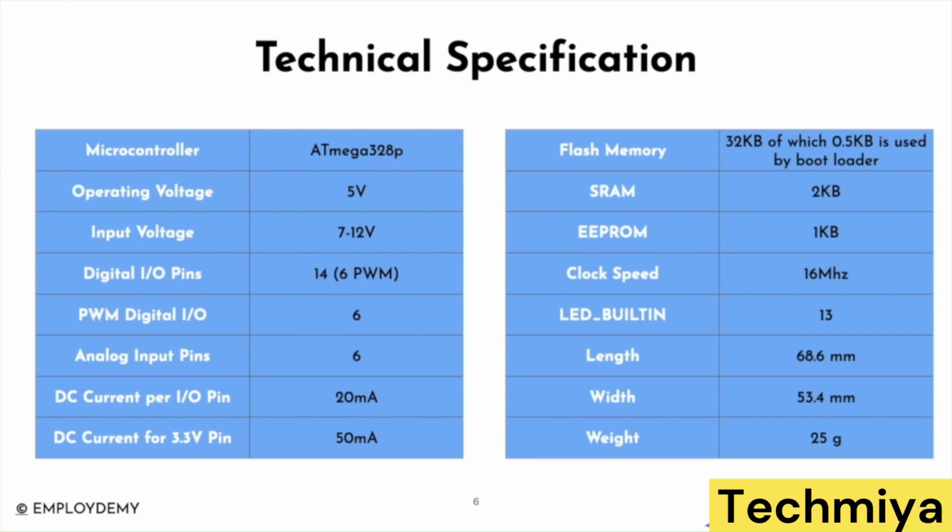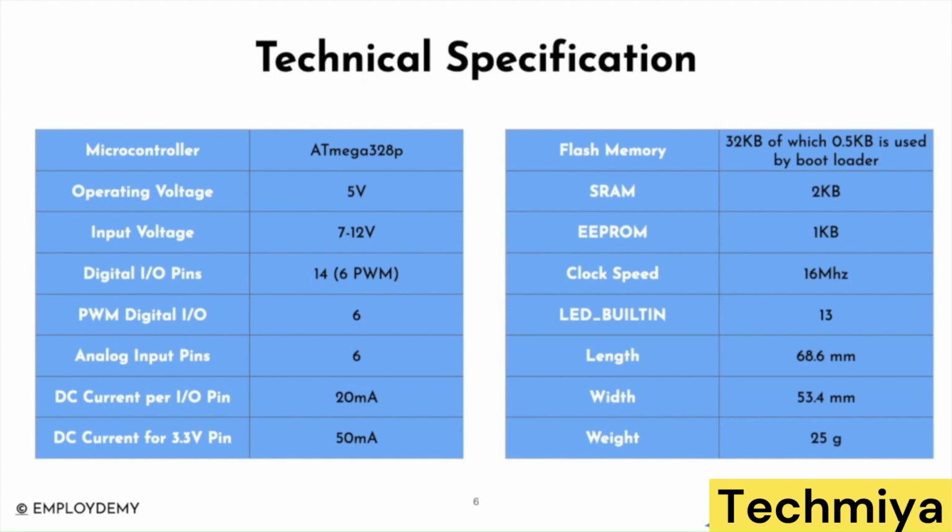Now what is the static RAM available? You have 2 KB of static RAM and EEPROM, electrically erasable ROM. So you have 1 KB of EEPROM out there. What is the max clock speed the Arduino can handle? Your Arduino can give a max clock speed of 16 megahertz. Now do we have an inbuilt LED on the Arduino Uno? Yes, we do have an inbuilt LED, and that is placed on pin number 13.